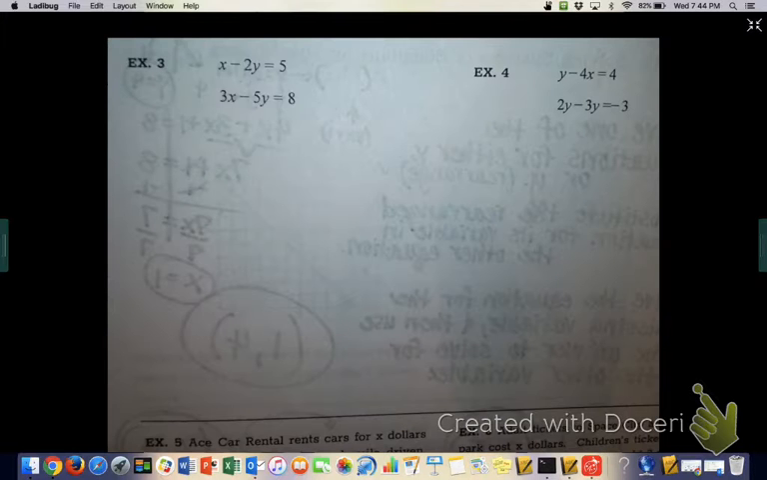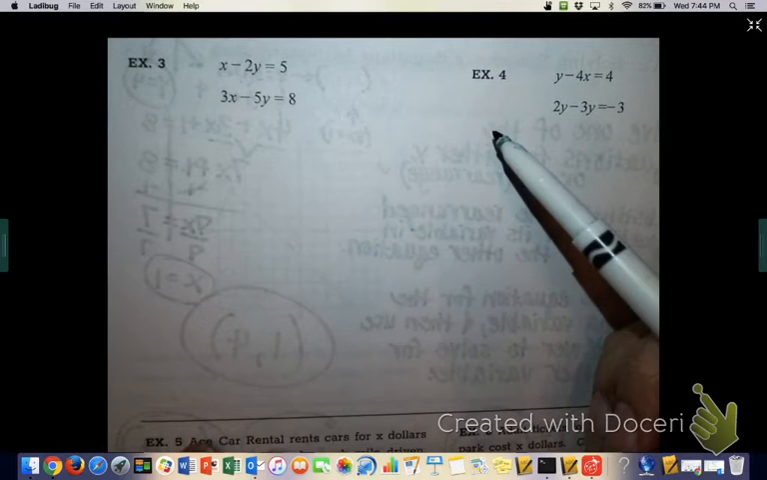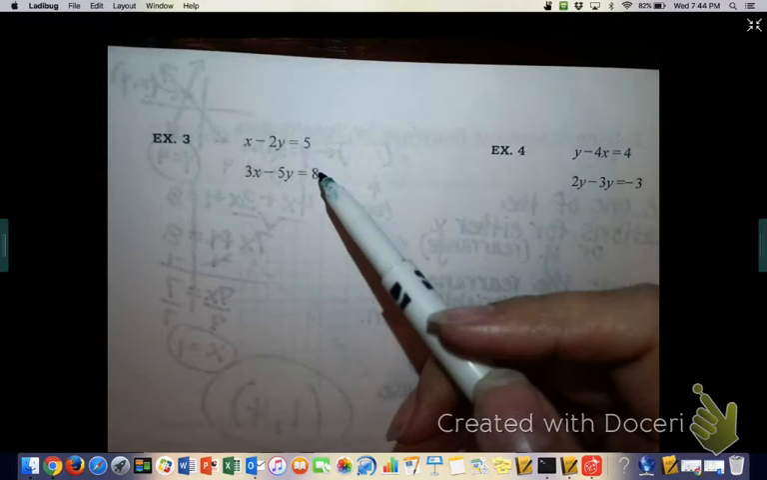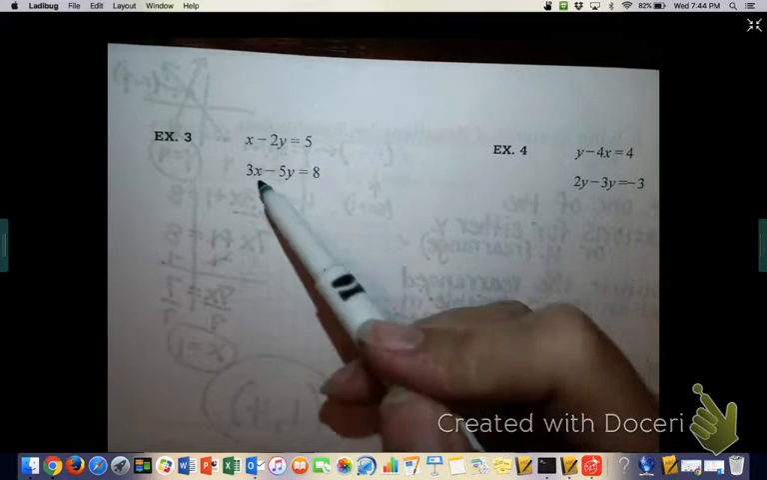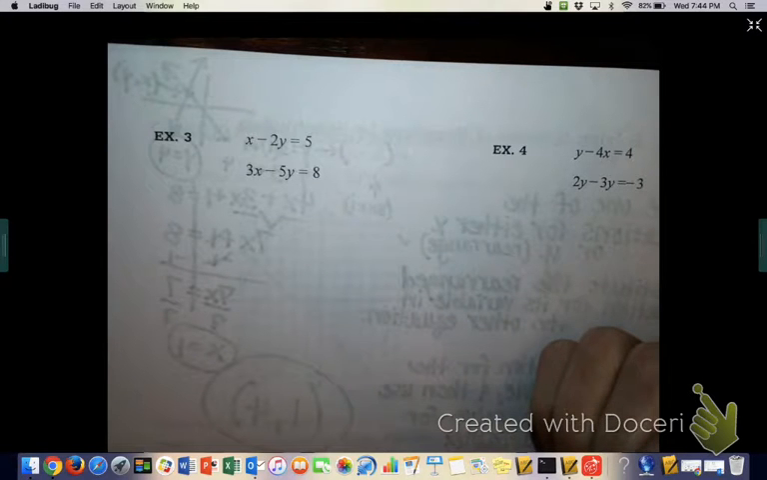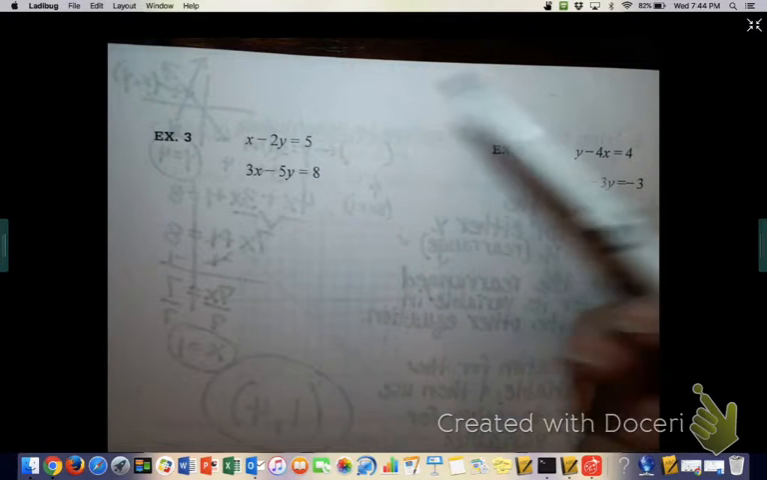Okay, we're going to move on to example 3. If you think you know what you're doing, you can push pause and try this one on your own, or you can watch me solve it. And then example 4 is going to be your teacher talk. Okay, so for example 3, step 1 is x has to be by itself or y has to be by itself in one of the equations. And unfortunately for us, none of these are.